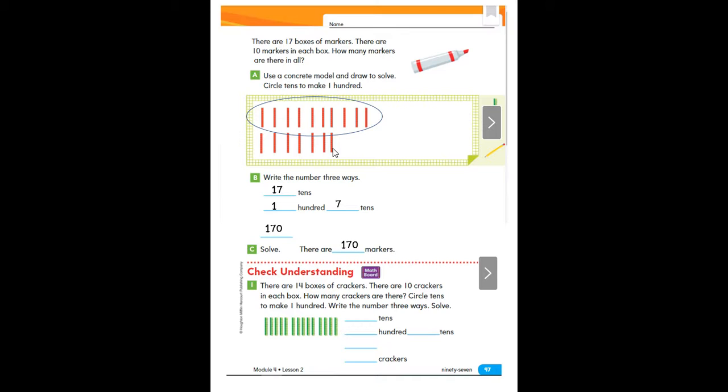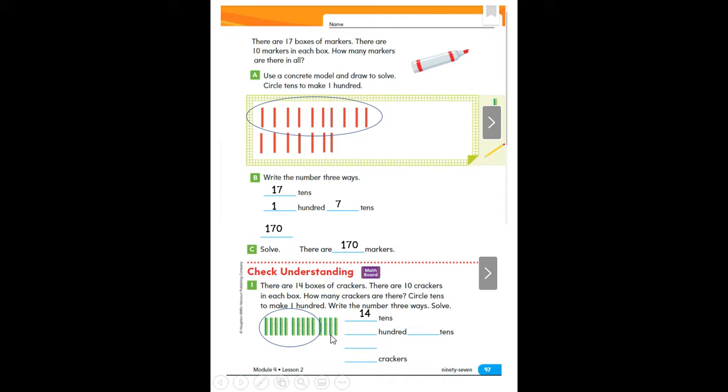All right, so check your understanding. There are 14 boxes of crackers. They already drew your base 10 blocks for you. There are 10 crackers in each box. How many crackers are there? So let's circle our 10s to make 100. So that's our 10s. So we have 5 here and 5 here. Okay? So how many 10s do we have? Well, 1, 2, 3, up to 14.